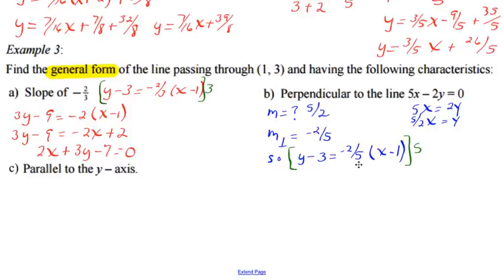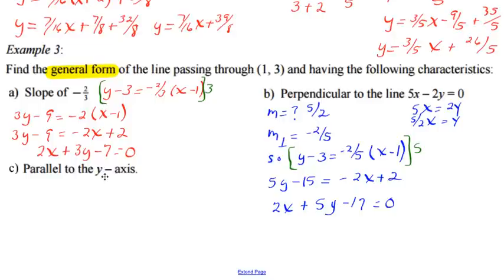And then to get it in standard form, we want to multiply by 5, so that we get rid of our fractions. So here we go, 5 times the whole thing, and we get 5y minus 15 is negative 2x plus 2. The 5 here cancels, and the 5 over here is going to be distributed through the parentheses. So now we just need to work on that and get it in standard form, bringing our x term over to the left and combining our constants. We get 2x plus 5y minus 17 equals 0.